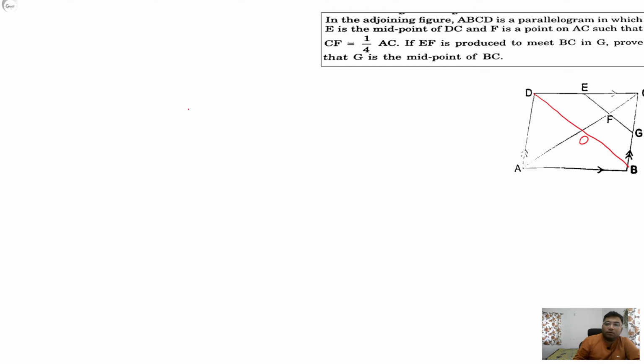All right. Now I'm going to start the solution for this question. It says there is a parallelogram. So parallelogram, guys, please remember, it brings at least opposite sides as parallel and equal. Now let's try and decode this information a little bit. CF equals 1 by 4 AC.